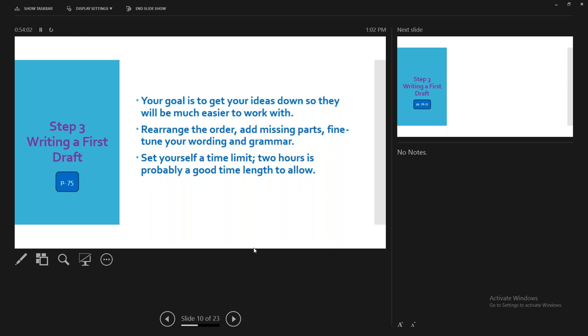Then set yourself a time limit. Two hours is probably a good time to allow for writing. It's always good to time yourself and practice, especially when you have an examination, for instance, and a given time to finish the task. Here it is a take-home assignment, so you are not bound to any time limit, but it would be for your own good to develop your skills in this regard.